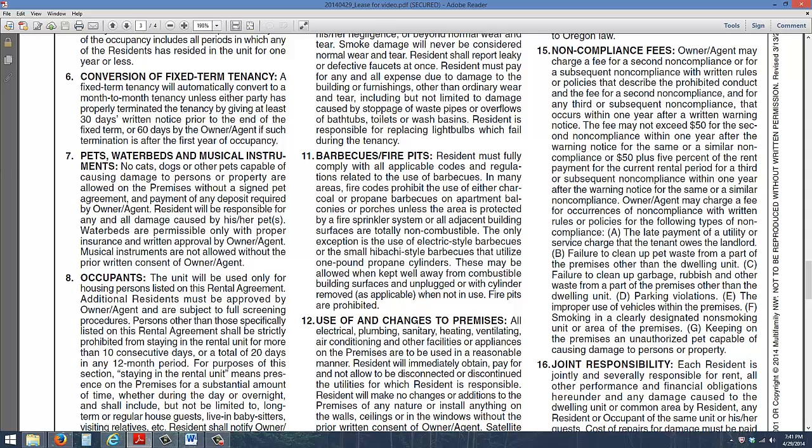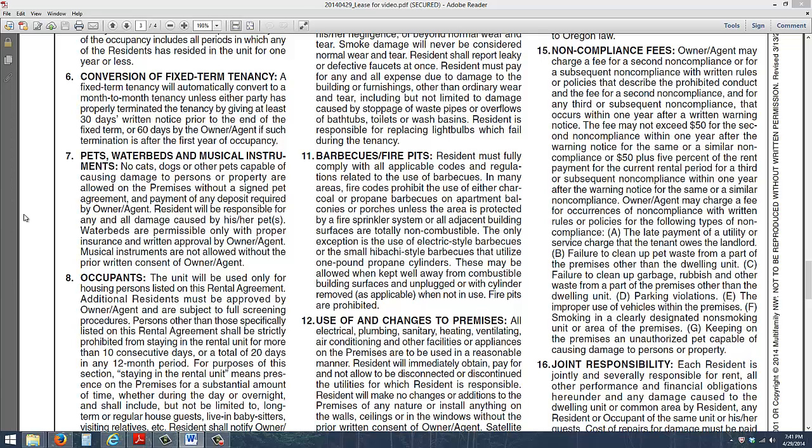Over here, Section 15 deals with non-compliance fees. Non-compliance fees are fees that can be assessed or charged to you on your second and third offense. Some examples of non-compliance fees are late payment of utility, failure to clean up pet waste from an area other than the dwelling unit, failure to clean up garbage in an area other than the dwelling unit, parking violations, improper use of vehicle, smoking violation, or unauthorized pet.